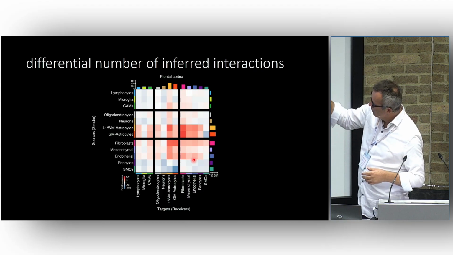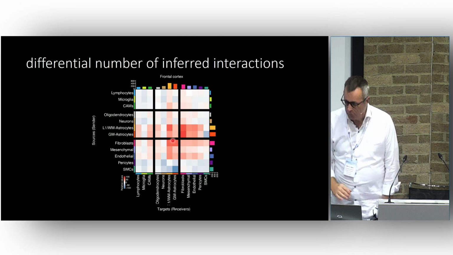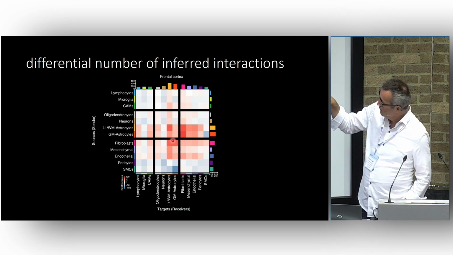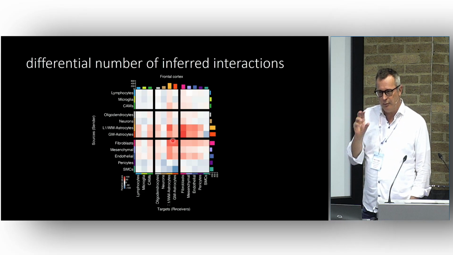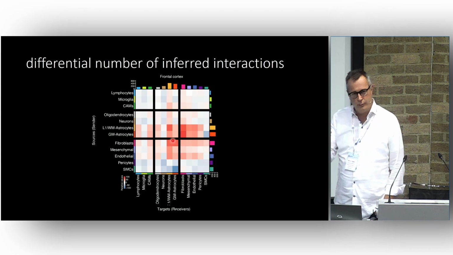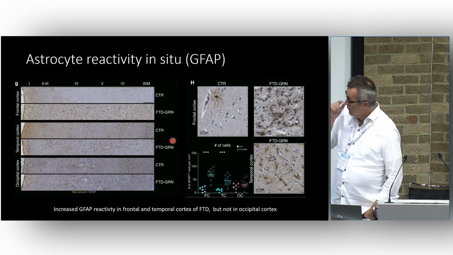So you see there's this whole block of red interactions. And these are all cells of the neurovasculature. These are astrocytes, fibroblasts, mesenchymal cells, endothelial cells. These are all members of the neurovasculature. So that's what we looked into next. The astros are very changed.